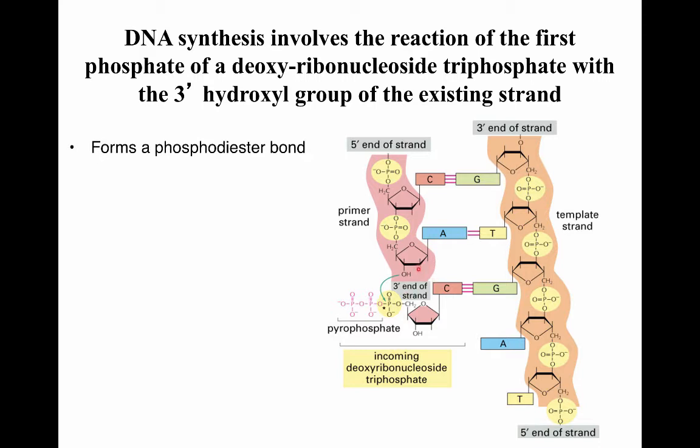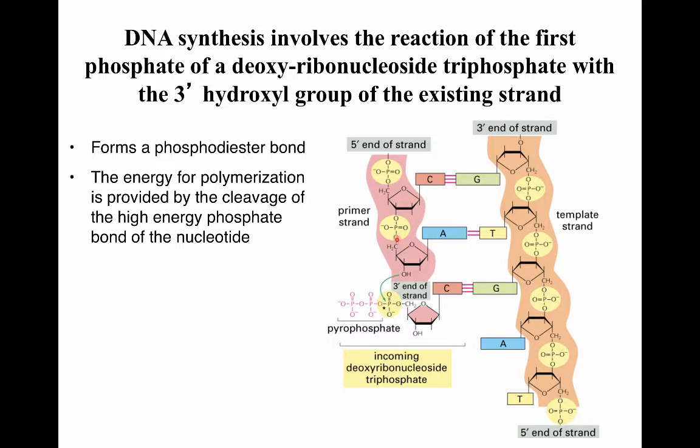It forms a phosphodiester bond, which is shown here for the previous one. So the previous nucleotide was an A. It formed this covalent bond right here. The energy to make that bond, and so the energy to make a new polynucleotide, is from the high energy phosphate bonds. So these bonds with these three phosphates together are very high energy. So when you break this one to form that covalent bond, it releases a lot of energy, and that's the energy used to synthesize DNA.